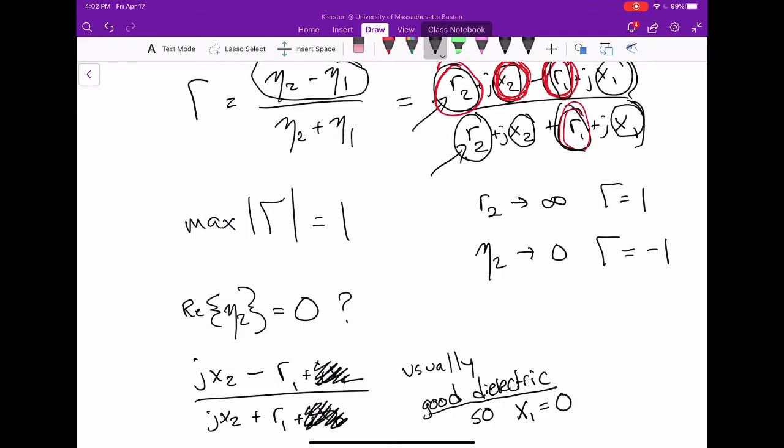You see how that works? Like if we define some complex number a is equal to minus r1 plus jx2, the bottom is just minus a star, because we've got plus r1 plus jx2. So if eta 2 real part equals 0, then the magnitude of gamma is also 1, but it's got some phase.